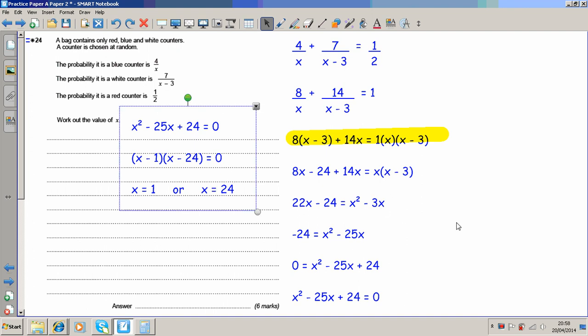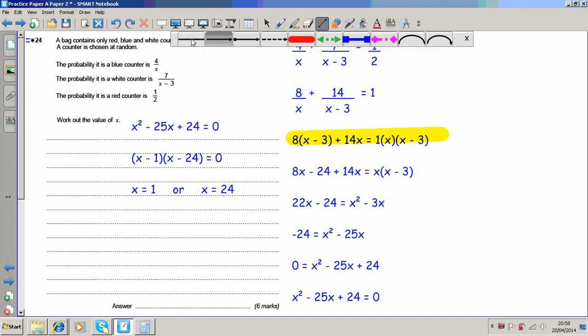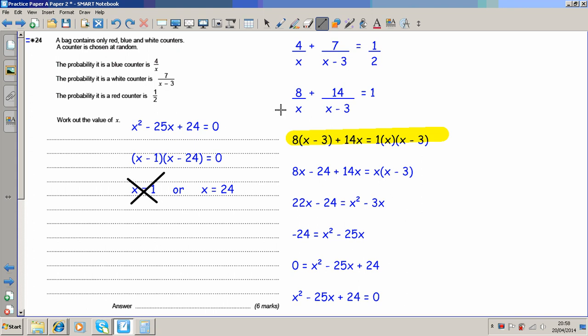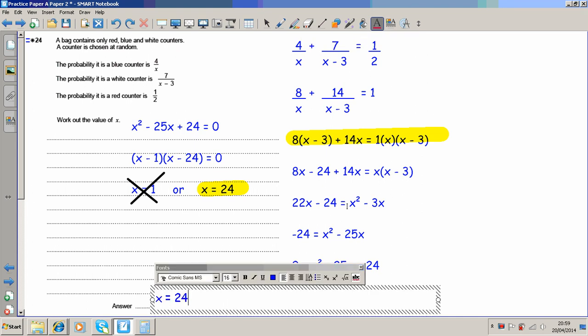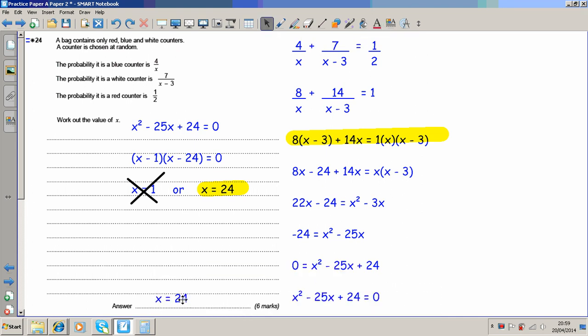So x is going to have to equal, can't be that one, x is going to have to equal 24, because that's the only one of the two answers that makes any sense. And then we're there.